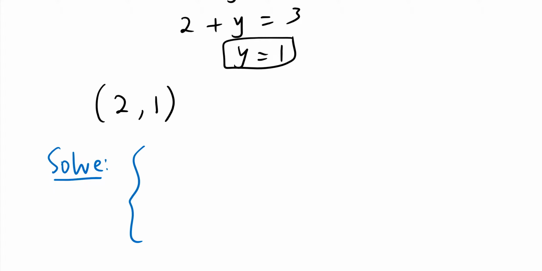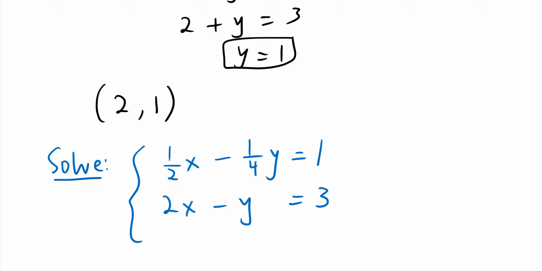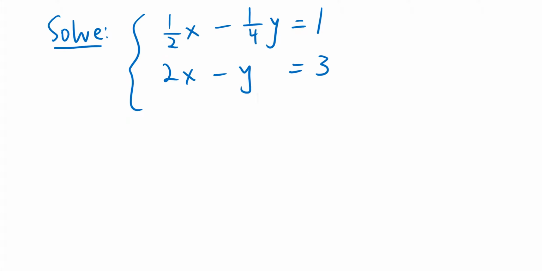In this example, I'm going to throw in some fractions. 1/2 x minus 1/4 y equals 1. 2x minus y equals 3. How do we solve such a system of equations? What makes this difficult is having fractions involved. So I'm not going to multiply the second equation by -1/4 or something. The easiest way to do this is to clean up the fractions. Clean means get rid of the fractions.